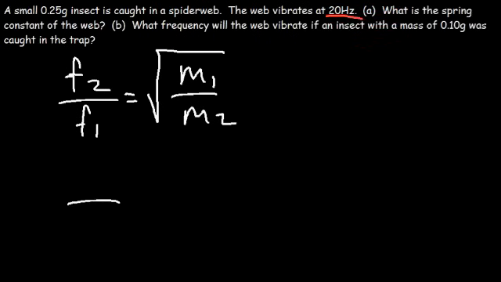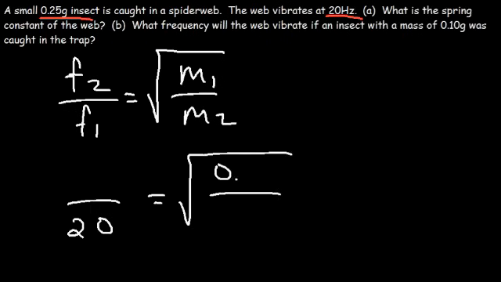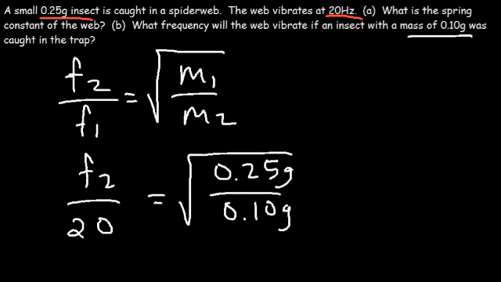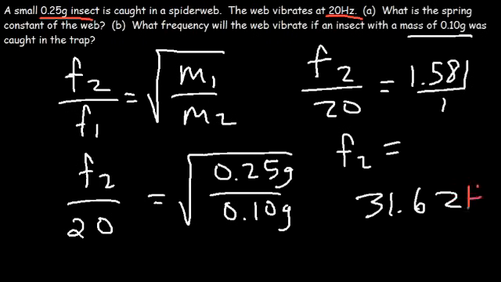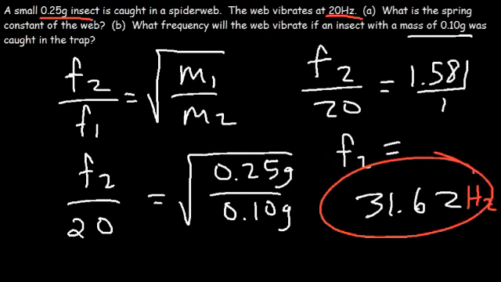So notice that a frequency of 20 hertz corresponds to a mass of 0.25 grams. Because we have a ratio of the masses, we don't need to convert it to kilograms. So M1 is going to be 0.25 grams. Now we're looking for the frequency F2 when the mass is 0.10. 0.25 divided by 0.10 is 2.5, and the square root of 2.5 is about 1.581. So F2 divided by 20 is equal to 1.581. To solve for F2, multiply both sides by 20. So 1.581 times 20 is 31.62 hertz, which is about the answer that we got a few minutes ago.